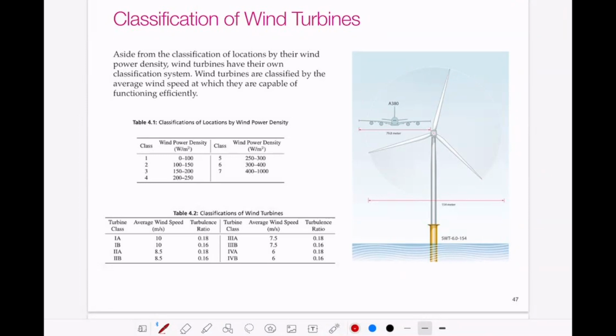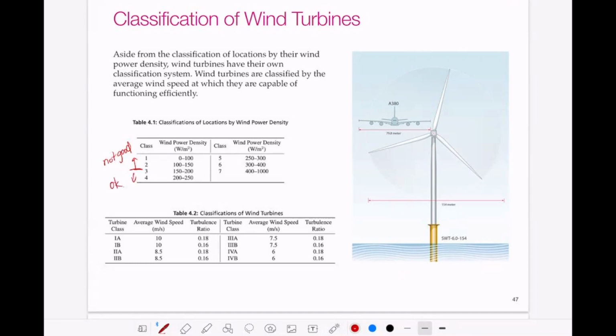These two tables here show table 4.1 from your textbook, which shows the classifications of locations by wind power density. Depending on the wind power density of somewhere we consider for our analysis, if our wind power density, for example, was between 150 to 200 watts per meter squared, this would be a class 3 location. And typically, anything below a class 3 is not good enough. And then anything above a class 3 is okay.